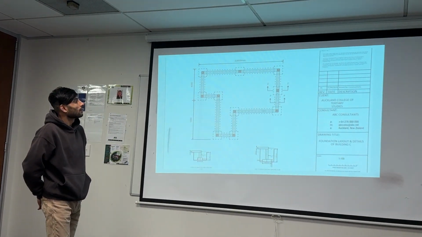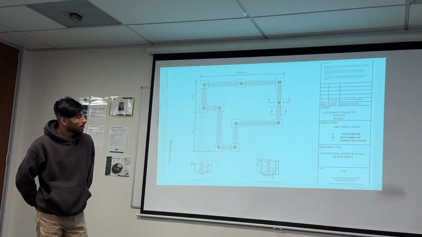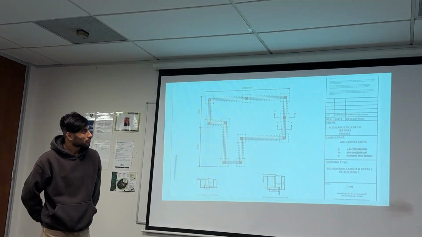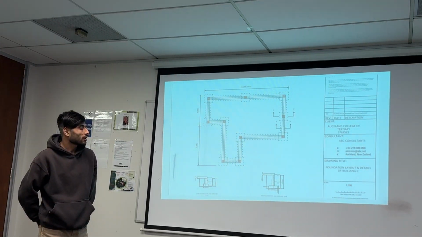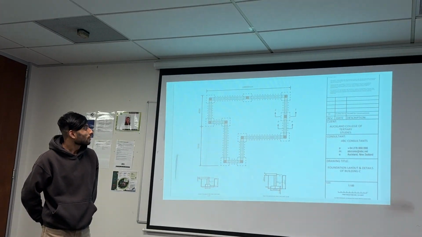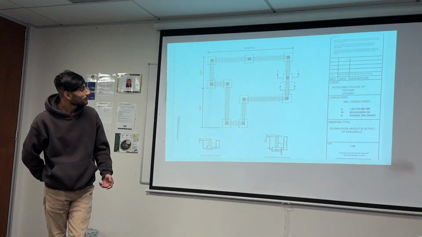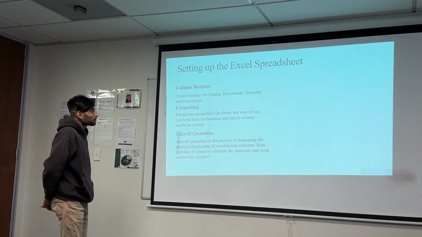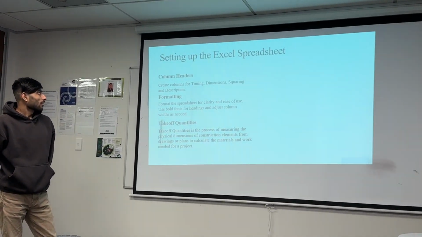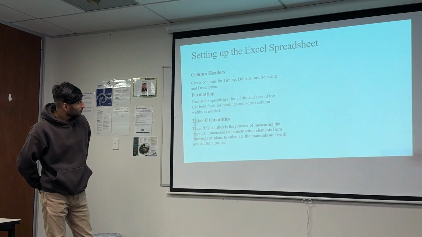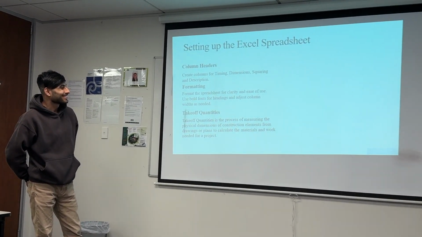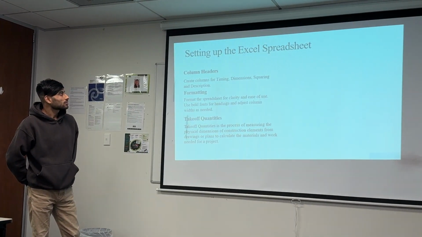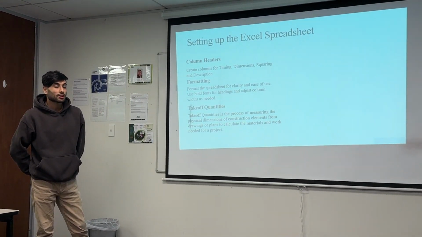Here is the simple layout for the two-story building house, which we are going to prepare the SOQ for. First, we need to set up the Excel sheet. First, we need to create columns for timing, dimension, squaring, and for the description.